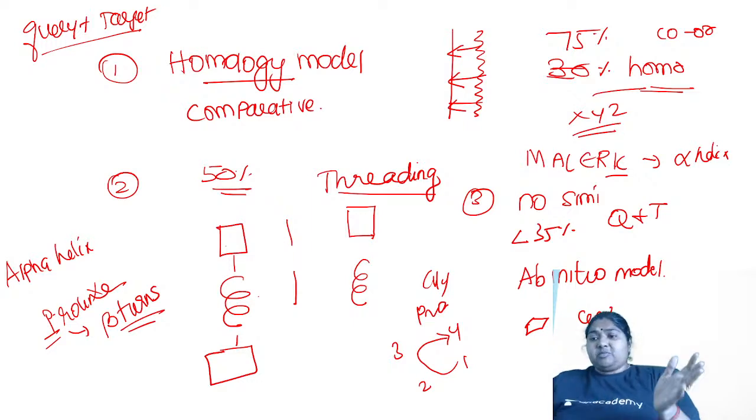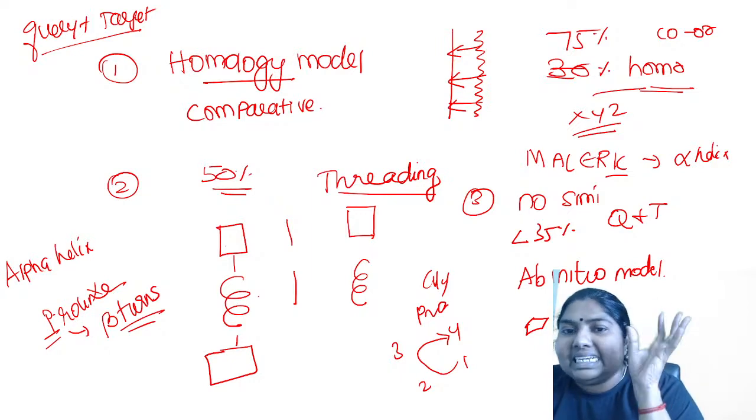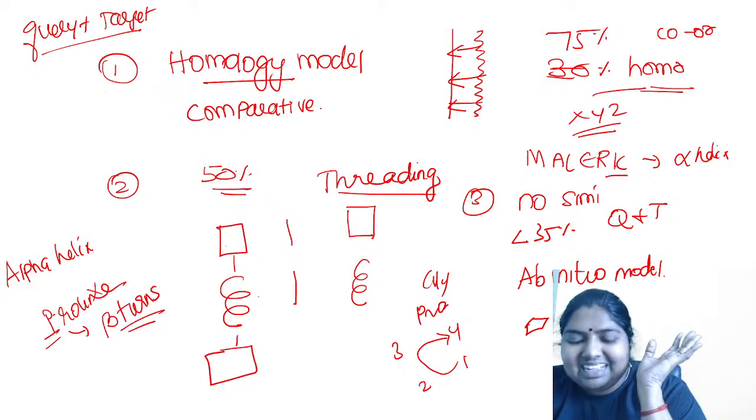So what is the difference between an ab initio modeling, a threading, and a homology modeling? Everybody in the class? Good.